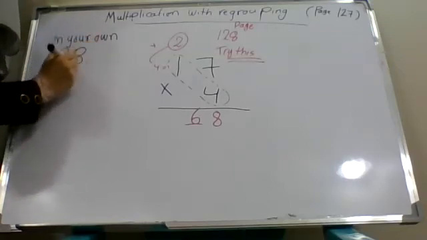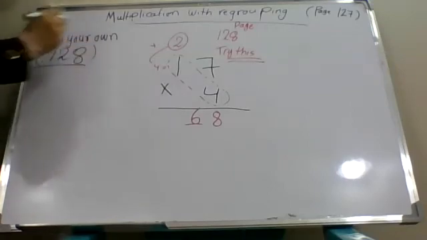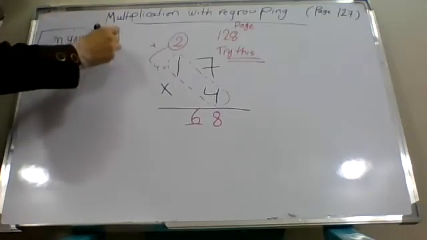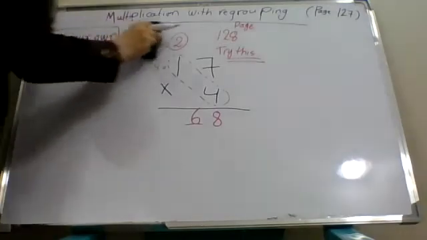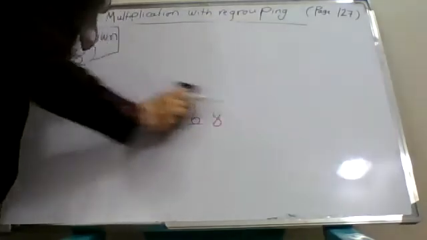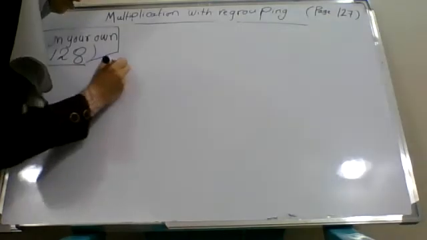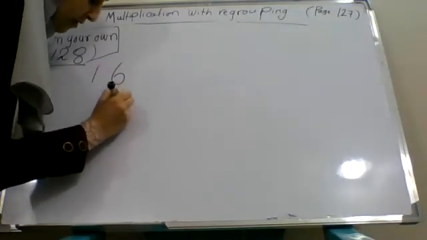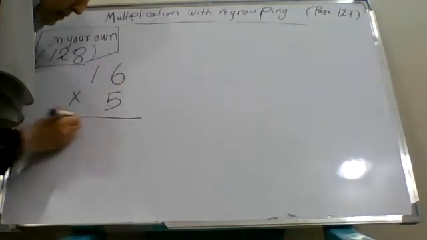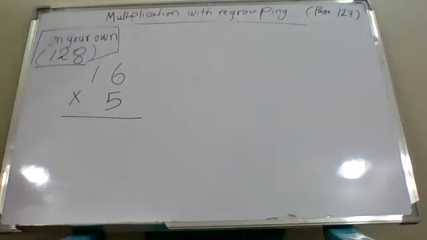Okay, this is page 128. I will do the next exercise. I can explain it more. The first one, it's 16 times 5. I have 16 times 5. Okay, let's do the exercise.